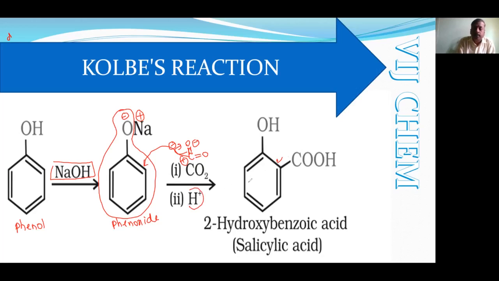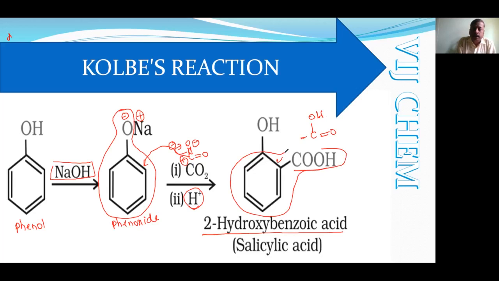In the next step, what are we adding? H plus. So this will become like this. Earlier it was like this. This is a benzene ring. Now when you add H plus, that H plus will come over here and a carboxylic acid will be formed. So this is 2-hydroxy benzoic acid. I am explaining the naming here also.